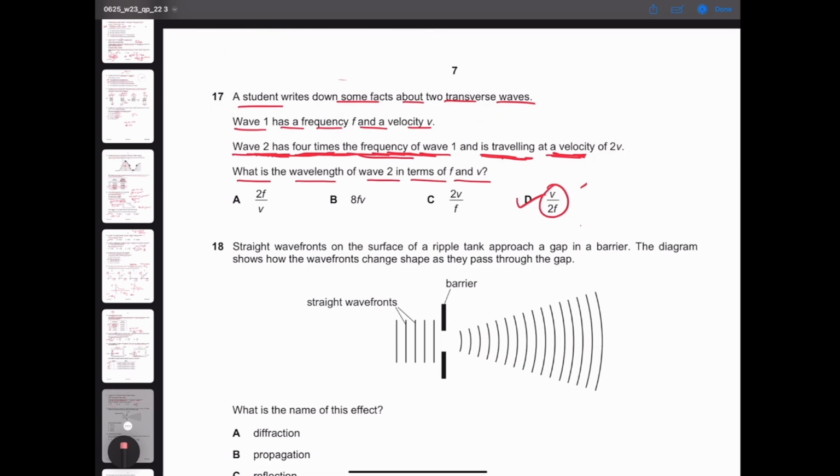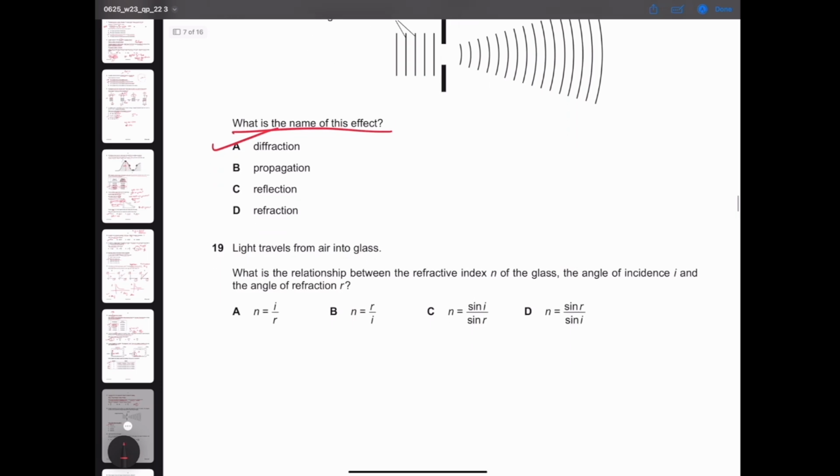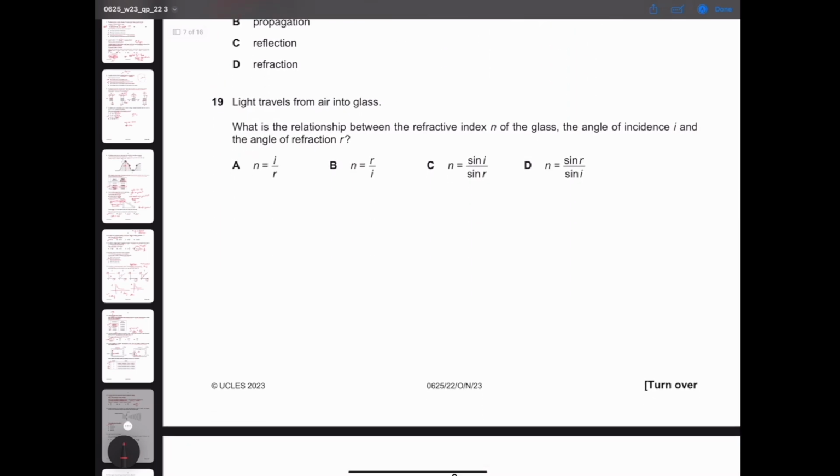Now, next question. Straight wavefronts on the surface of a ripple tank. Alright, the diagram shows how wavefronts. We know that this is diffraction. What is the name of this effect? So they're just asking the name. The name is diffraction. Light travels from air into glass. What is the relationship between refractive index of glass? We know that refractive index of glass is equals to sin I by sin R. So answer should be C.